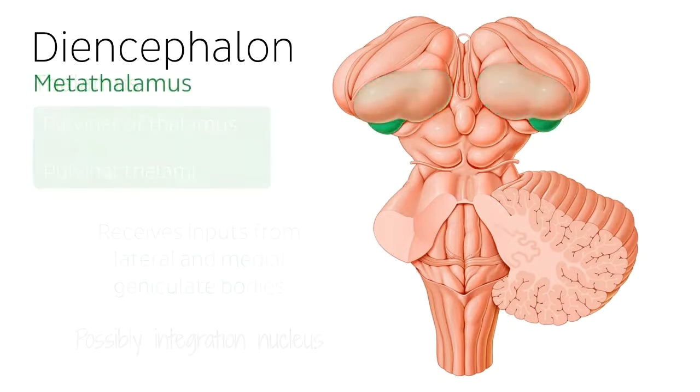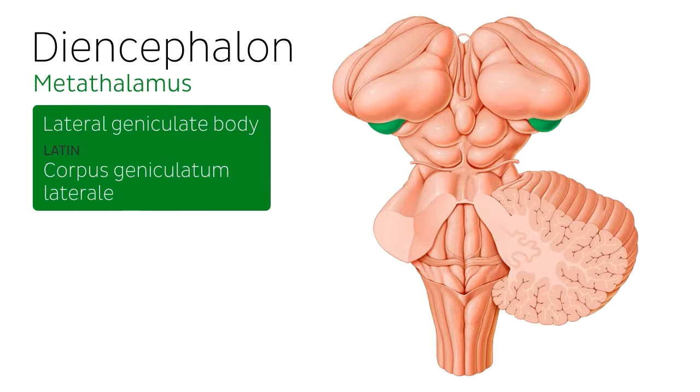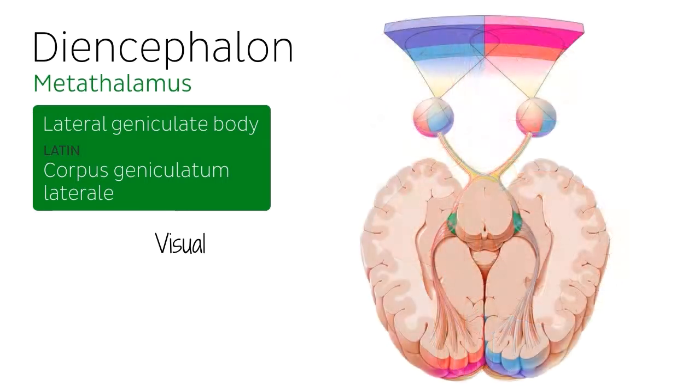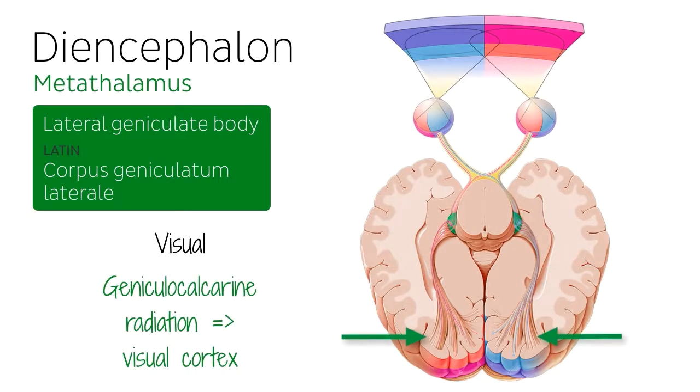The lateral geniculate body, the more superior and lateral of the paired bodies of the metathalamus, is a processing station for the major pathway of the retina to the cortex. And in this image, you can see the bodies receiving information from the optic tract before giving rise to the geniculocalcarine radiation, which is in turn received by the visual cortexes of the brain.